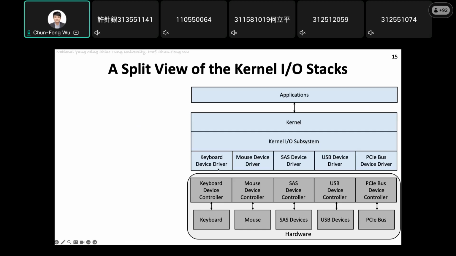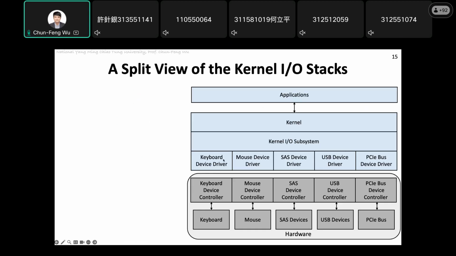So the answer is the device driver. The device driver works as a bridge between the operating system, or our host system, and the device. You can see there is a keyboard device controller, so we also have a keyboard device driver. The device driver can talk to, or interact with, the device controller. For each device there is a mouse device driver, SAS device driver, USB device driver. So different device drivers can talk to their related device.